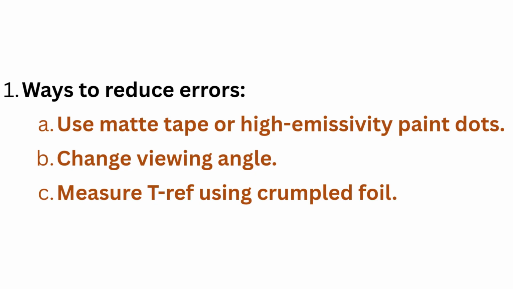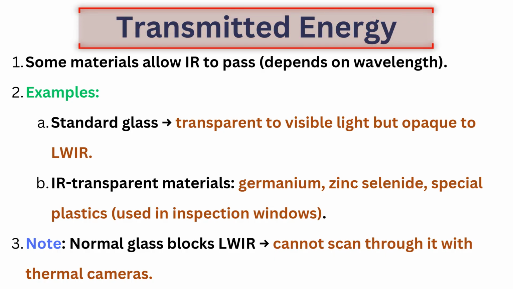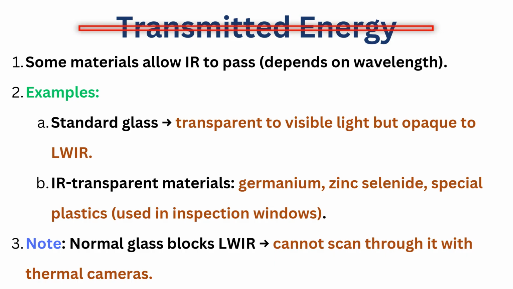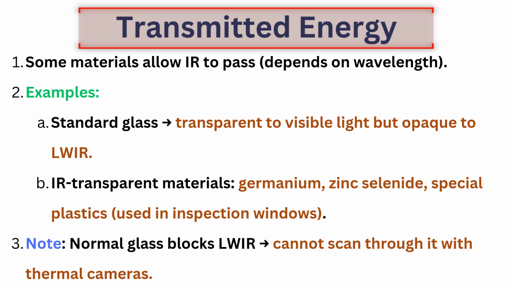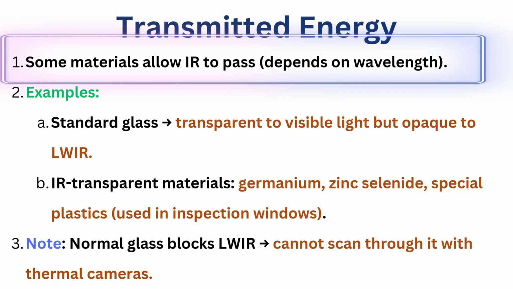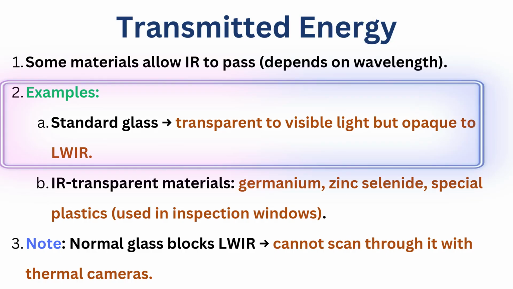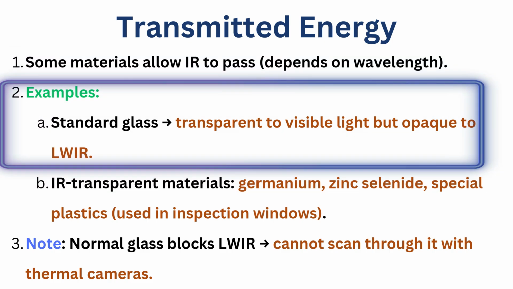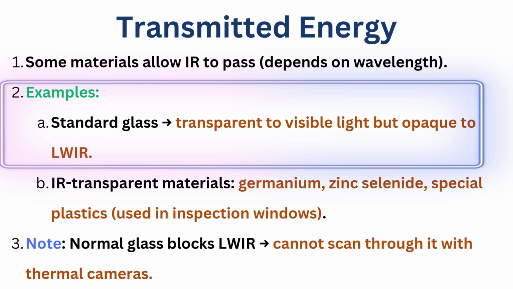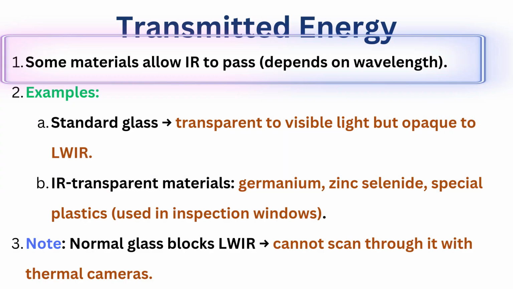Okay, so let's move to the next section now, that is the transmitted energy. The third component is the transmitted energy. Some materials let infrared energy pass through them, and it mainly depends on the wavelength. Let's take an example. Let's say there is a normal window glass. Since it's transparent, visible light can be easily transmitted through it, but it is opaque for IR waves.